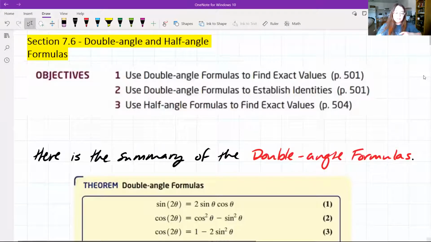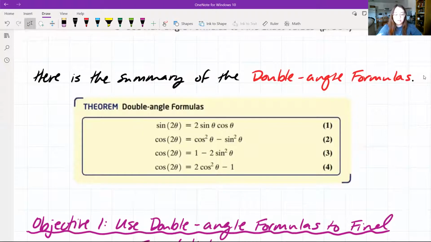Hello everyone, we're going to be doing section 7.6, which is the double angle and half angle formulas. So we have three objectives. One, we want to use double angle formulas to find exact values. Two, we use double angle formulas to establish identities. And three, use half angle formulas to find exact values.